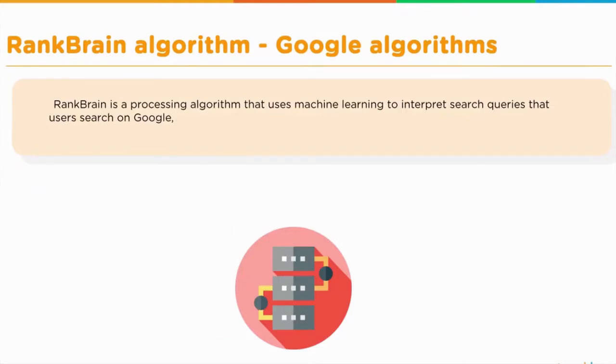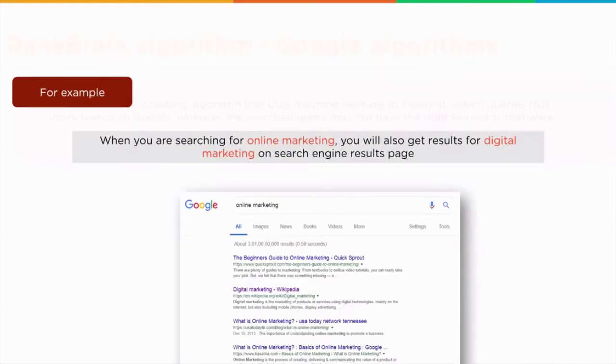And then let's talk about the third algorithm, which is RankBrain. So RankBrain is a processing algorithm that uses machine learning. And what that machine learning does is interpret search queries that users search on Google. So for example, if RankBrain sees a word or phrase it isn't familiar with, basically the machine can make a guess as to what words or phrases might have a similar meaning and filter the result accordingly. So basically it takes these search engine queries and presents them in a way that's logical so that the end result can be something that's relevant to what you're looking for. And so, for example, if you're searching for online marketing, you will get results related to digital marketing on search engine result pages. Why?